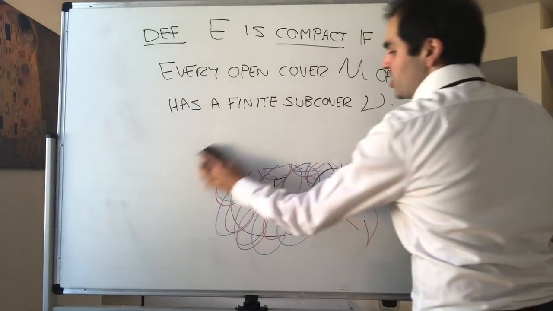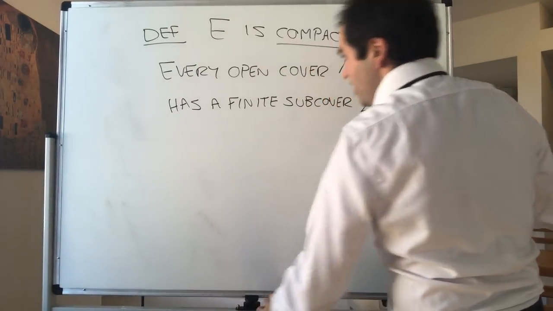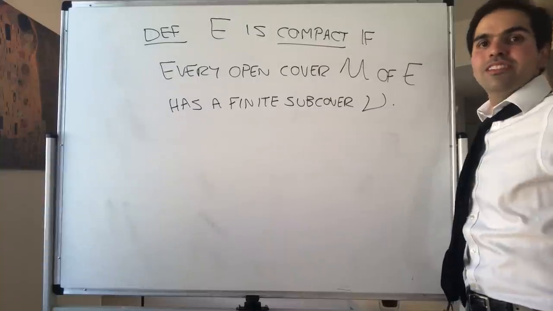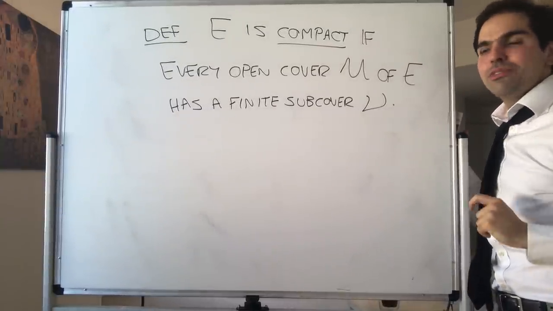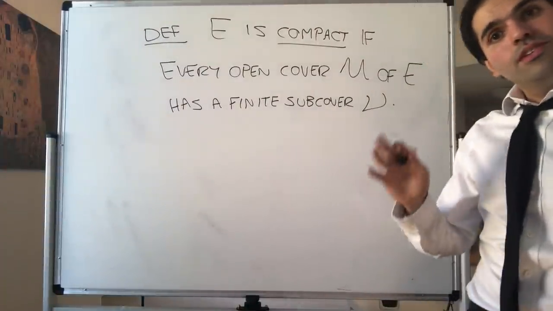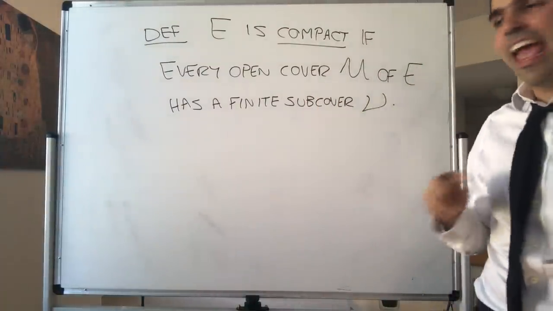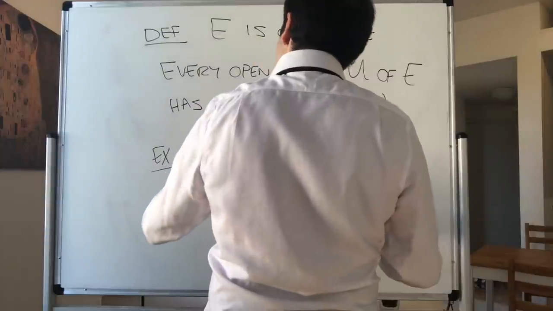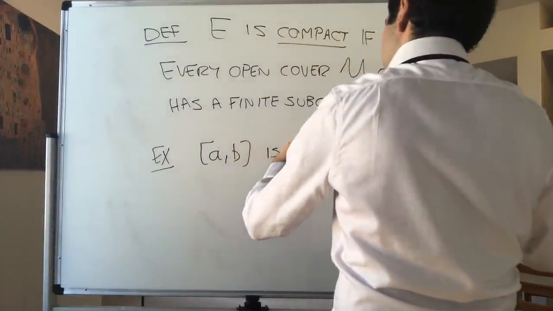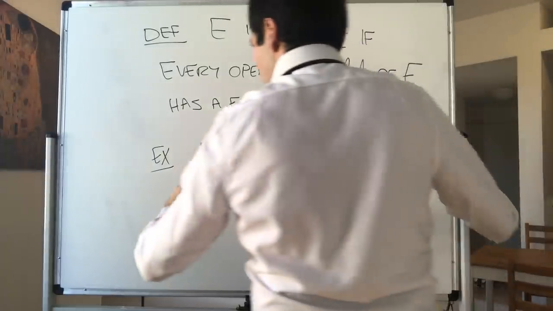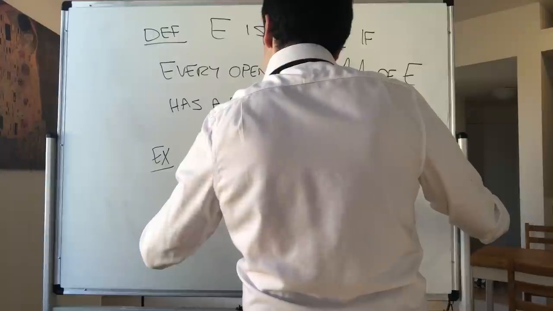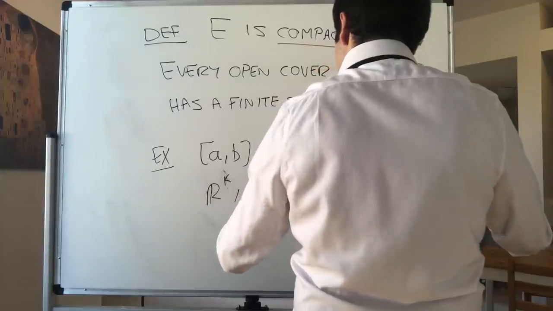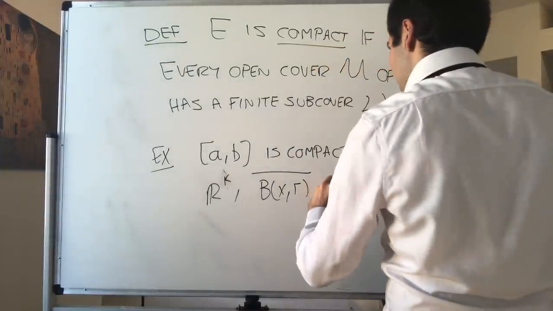Okay, now the question is, which sets are compact? Well, this is actually really hard to answer because you really have to show that any cover must have a finite subcover. And there are really a lot of them to consider. But in the next two videos, I will give you a very elegant criterion for compactness. In fact, we'll see that the interval (a, b) is compact. And also in R^d or R^k, closed balls are compact as well. B(x, r) for any x and r is compact.